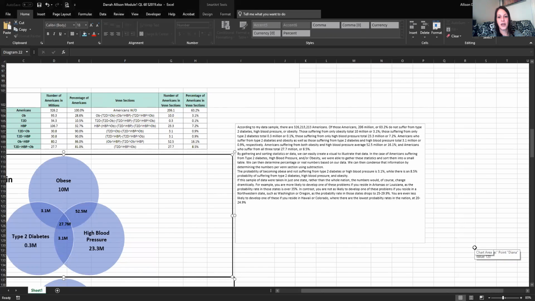Those suffering from only high blood pressure total 23.3 million, or 7.2%. Americans who suffer from type 2 diabetes and obesity, as well as those suffering from type 2 diabetes and high blood pressure, total 3.1 million, or 0.9% respectively. Americans suffering from both obesity and high blood pressure averaged 52.5 million, or 16.1%, and Americans who suffer from all three total 27.7 million, or 8.5% of the population.